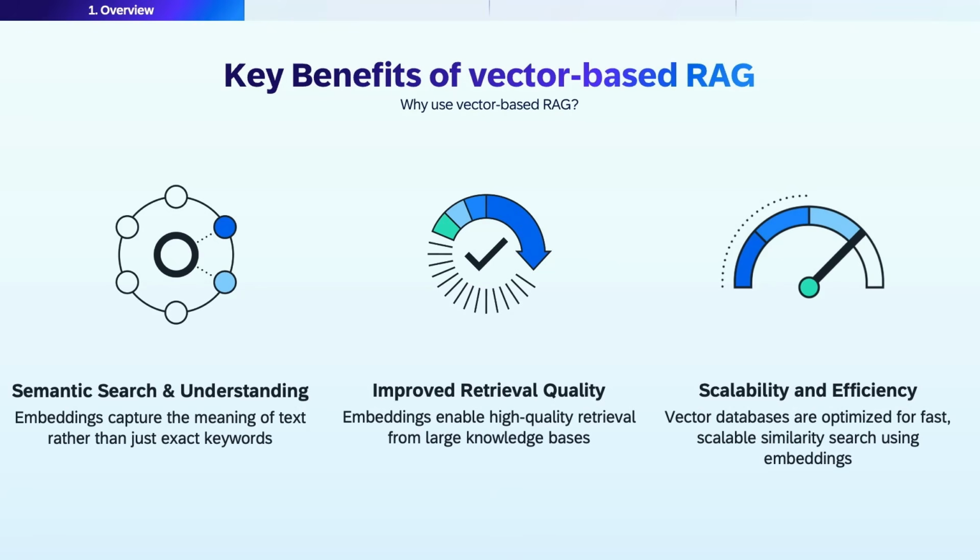Third is scalability and efficiency. These embeddings are stored in vector databases, which are optimized for faster similarity search. This enables quicker search response and scalable generative AI applications. Even though the knowledge base is large, these advantages encourage developers to leverage RAG in generative AI pipelines.